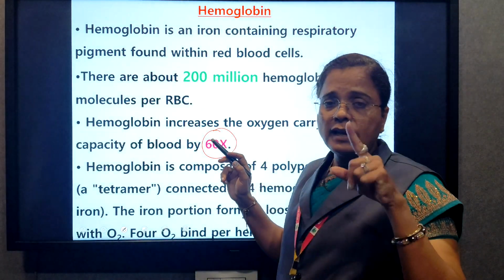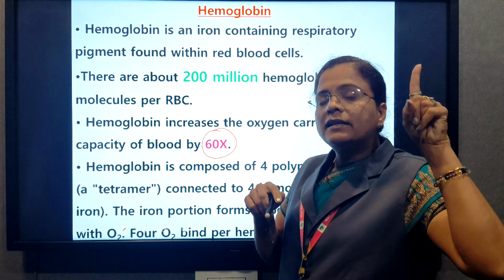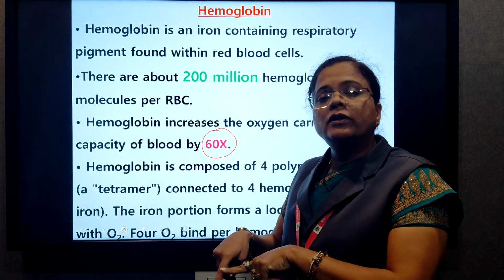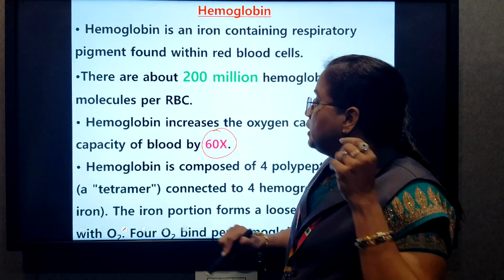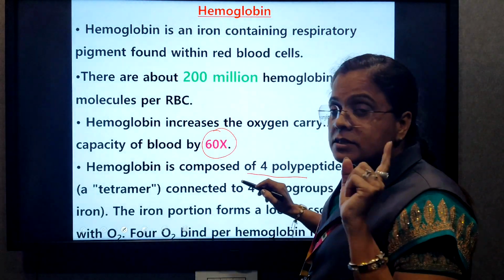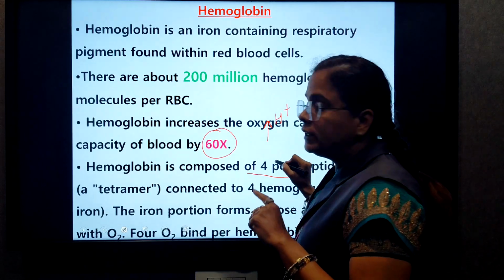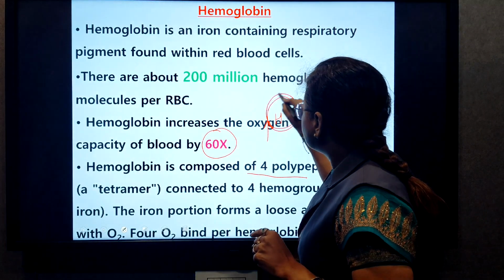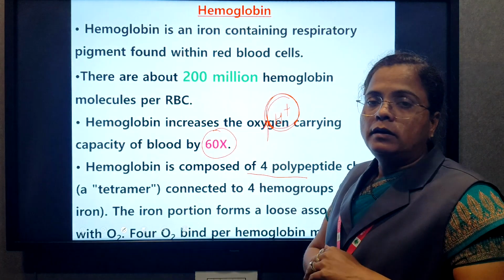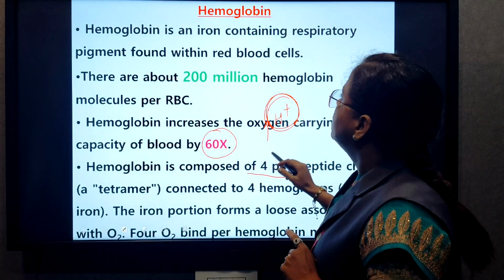But when the carbon dioxide level increases at the tissue level, hemoglobin breaks up with oxygen and combines with carbon dioxide. Hemoglobin is also composed of 4 polypeptide chains, and at the same time, due to increasing hydrogen ions in the tissue, hemoglobin binds with hydrogen to minimize the change in pH. So hemoglobin acts as a buffer.